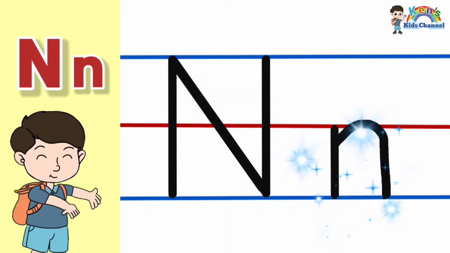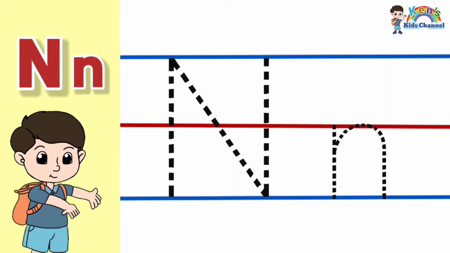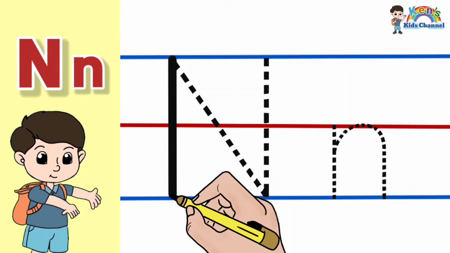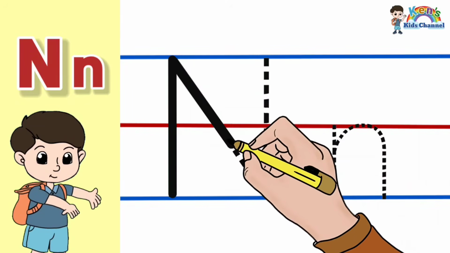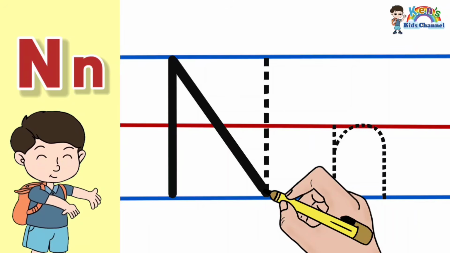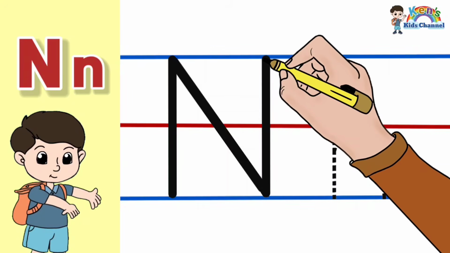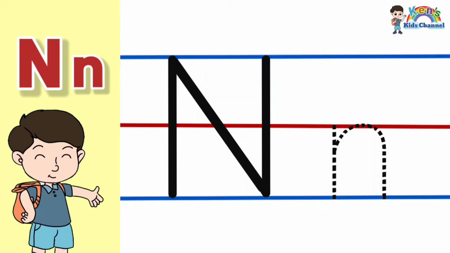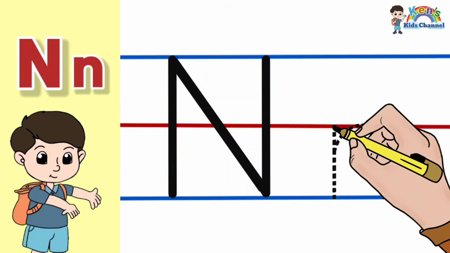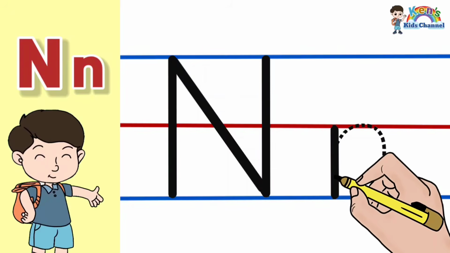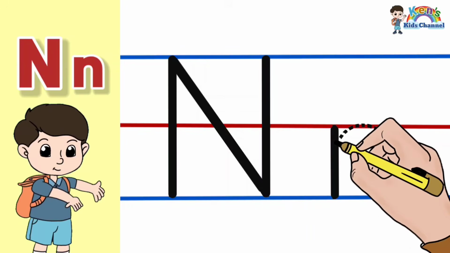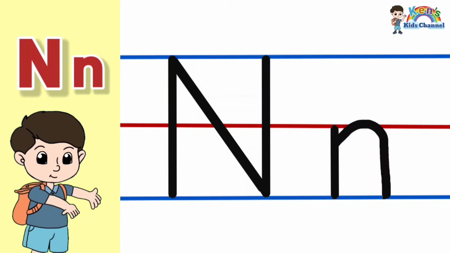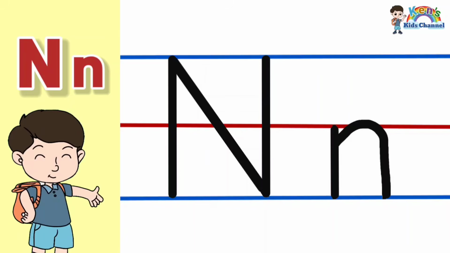Kids, let's do it one more time. Start at the top and make a standing line going down. Go back to the top and slant down to the bottom line, then straight up. Now let's write the small letter N. Start in the middle line, straight down to the bottom line, go up and make a curved line going down. Now kids, you do it all by yourself.